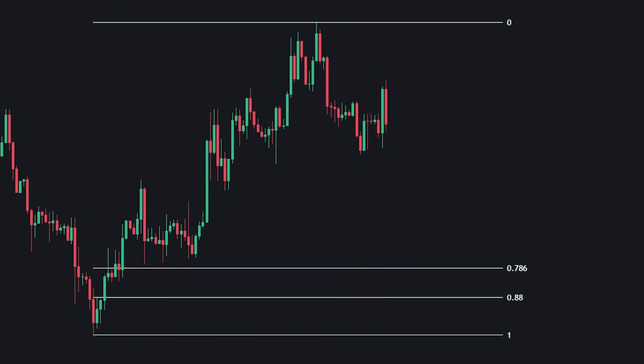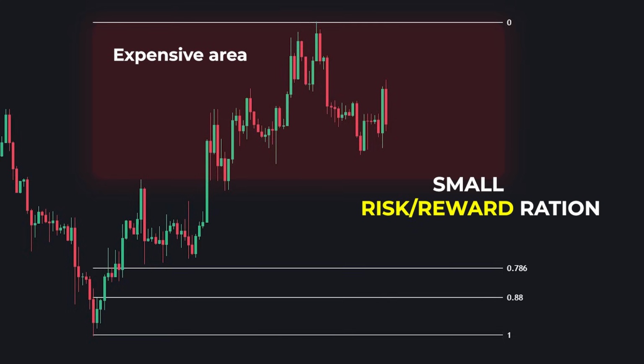As mentioned earlier, taking long positions while the market is still in the expensive area is one of the worst mistakes a trader can make. Even if the trade ends up winning, the risk-to-reward ratio will be very limited.